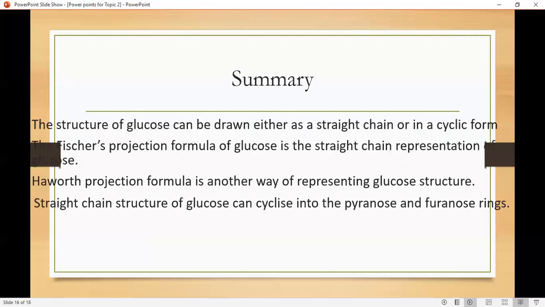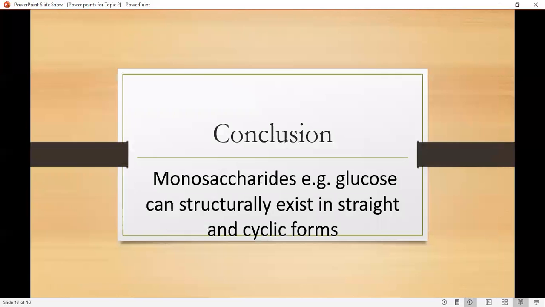So we have been able to, in this class, draw the structure of glucose, looking at both the straight line and the cyclic form of glucose. We have also learned about the Fisher projection formula and the Haworth projection formula of glucose. And then we have seen how a straight chain structure of glucose can be cyclicized to form a pyranose or a furanose. So, in conclusion, monosaccharides, e.g. glucose, can structurally exist in straight and cyclic forms.